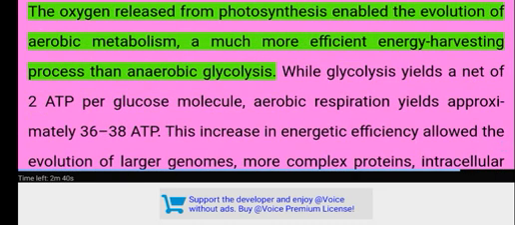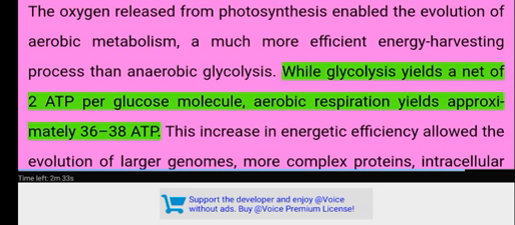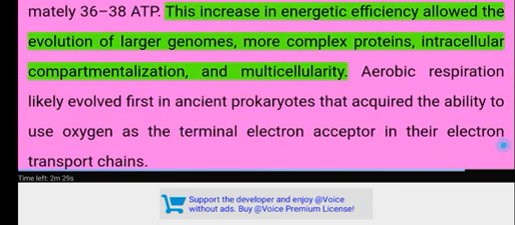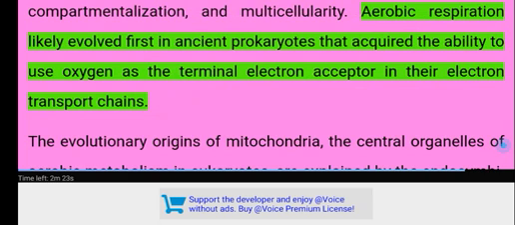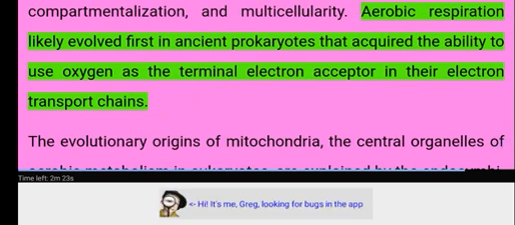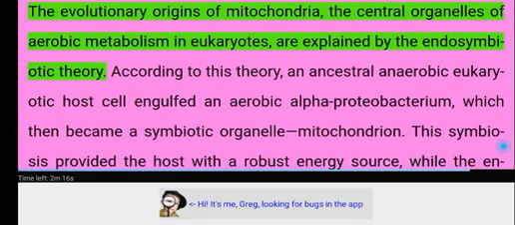The oxygen released from photosynthesis enabled the evolution of aerobic metabolism, a much more efficient energy harvesting process than anaerobic glycolysis. While glycolysis yields a net of 2 ATP per glucose molecule, aerobic respiration yields approximately 36 to 38 ATP. This increase in energetic efficiency allowed the evolution of larger genomes, more complex proteins, intracellular compartmentalization, and multicellularity. Aerobic respiration likely evolved first in ancient prokaryotes that acquired the ability to use oxygen as the terminal electron acceptor in their electron transport chains.